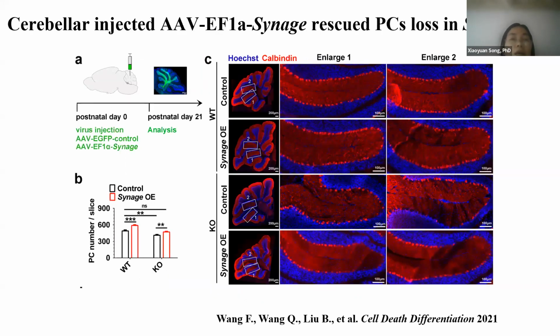And when we injected Synage by virus into the cerebellum of the knockout mice, this actually can rescue the PC numbers.